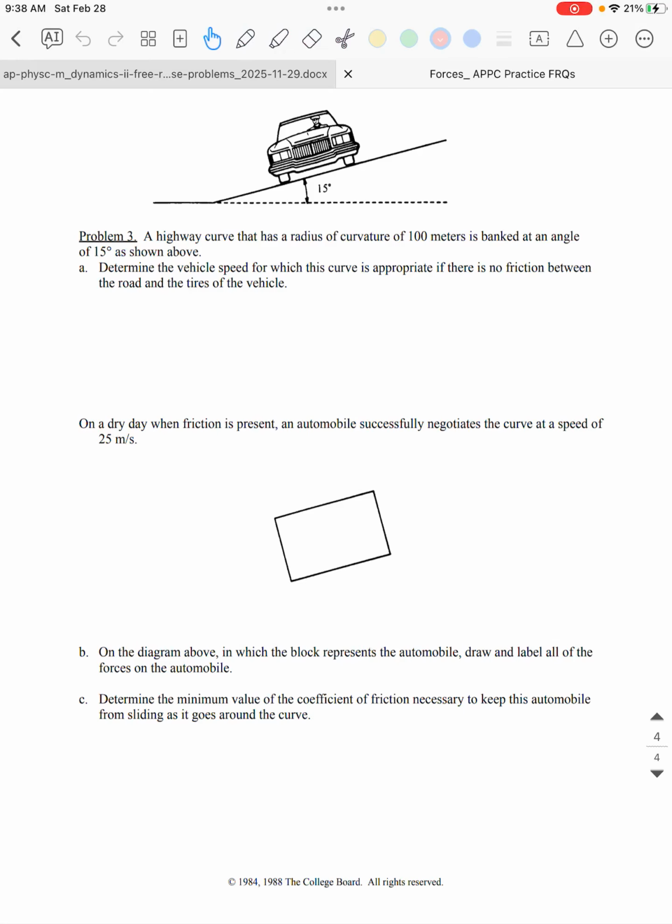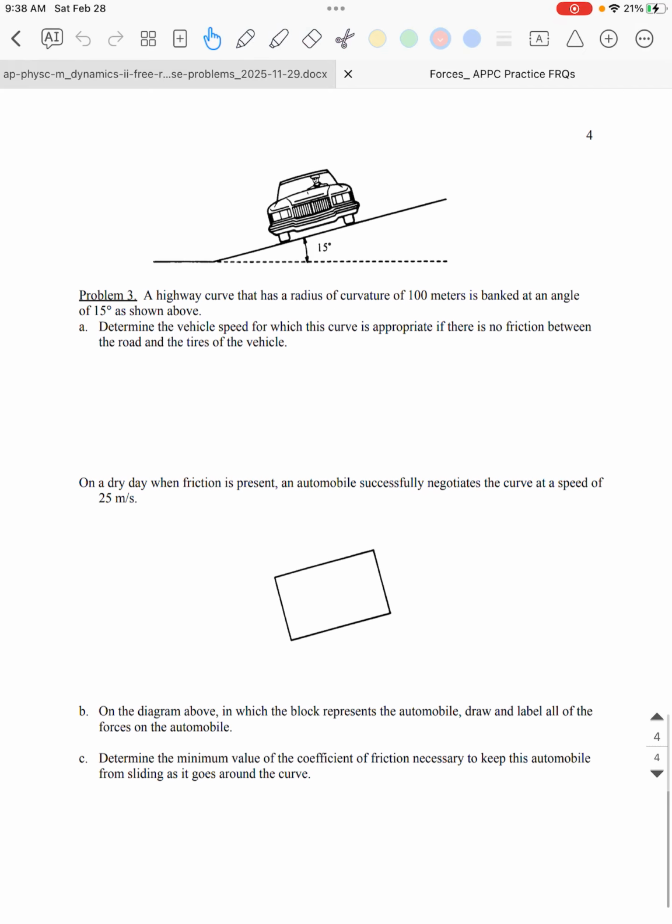Okay, so this is problem number 3 from your review worksheet, which is the banked curve. And in this first part, there is no friction. So I'm going to draw a force body diagram here as mg. That should be straight down. I know it's kind of angled. And the normal force. And that's it. There's no other forces on this diagram.